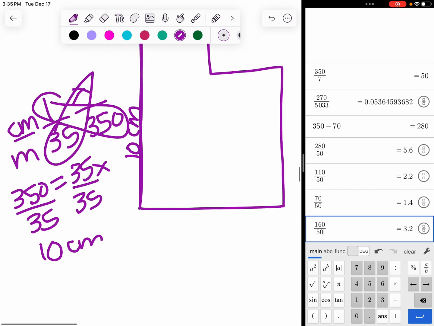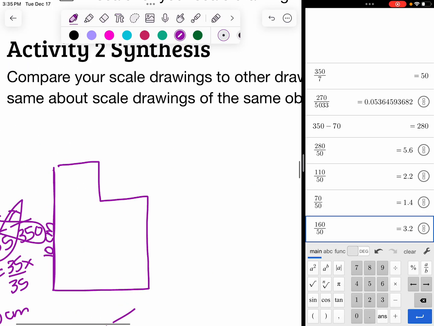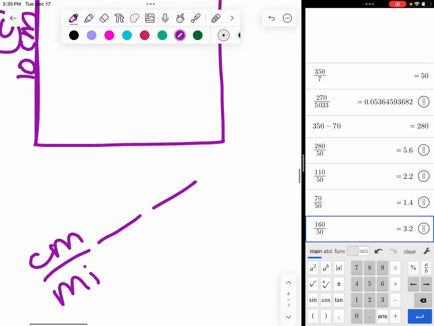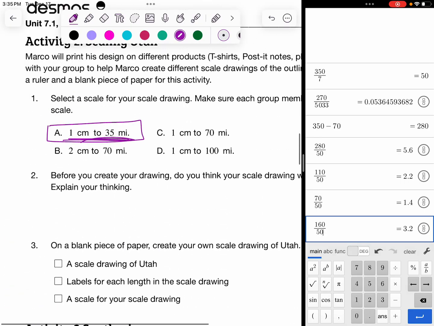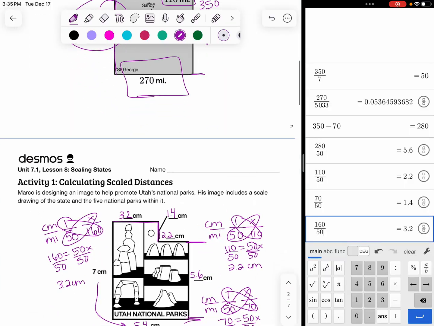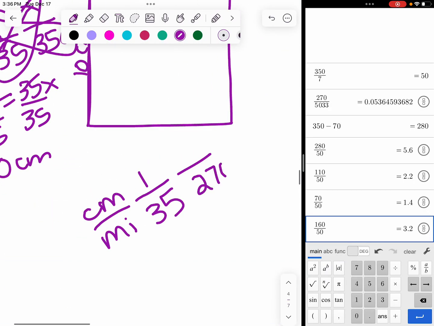Okay, let's do the same thing for the bottom. I'm not going to do all the sides because it's pretty much the same process, but I do want to do 1 more. So we're still doing centimeters to miles, and we picked our scale of 1 centimeter to 35 miles. So that's what's going to go here. And now we have to go to the very top and figure out what that bottom one was again. And it was 270 miles. So that's going to go on the bottom, x on top.